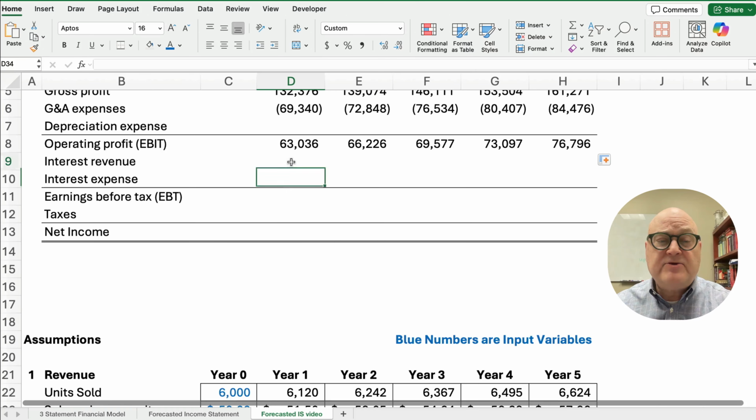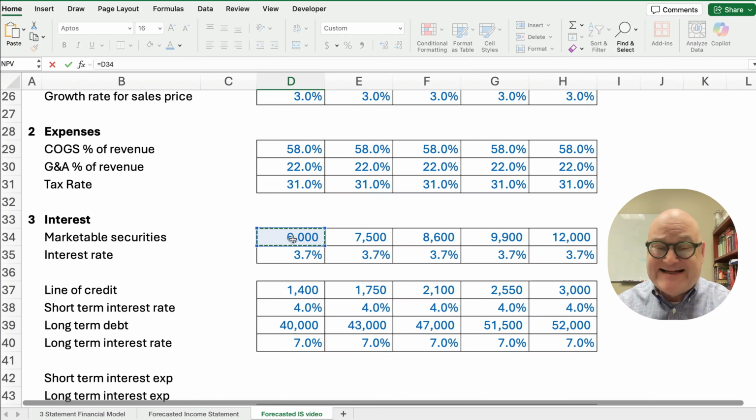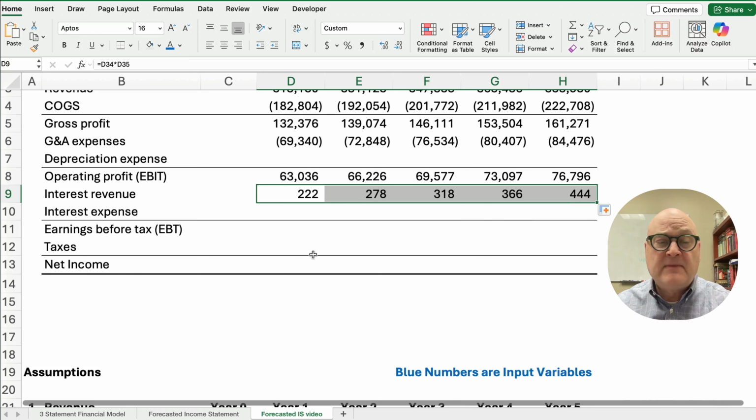So to calculate interest revenue, this is going to be a positive number. I'm going to take the 6,000 times 3.7%. That means we think we're going to earn $222, and then all the way across. So we earn a little bit of interest revenue.